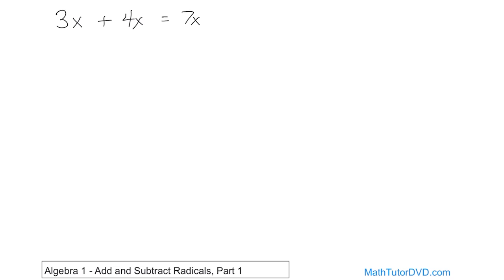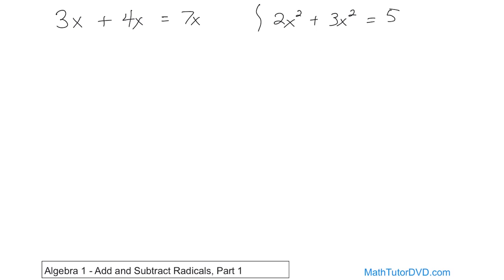Another example might be 2x squared plus 3x squared, all right? In this case, we see that we have the x squared here and the x squared here. So these are like terms also. So the 2 and the 3 are going to give you what?